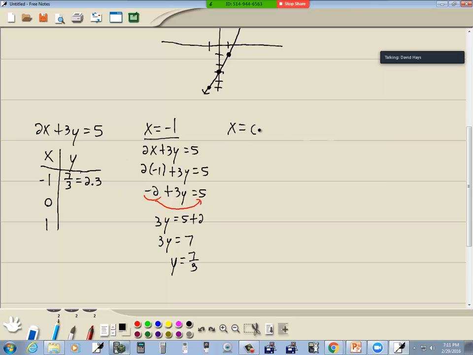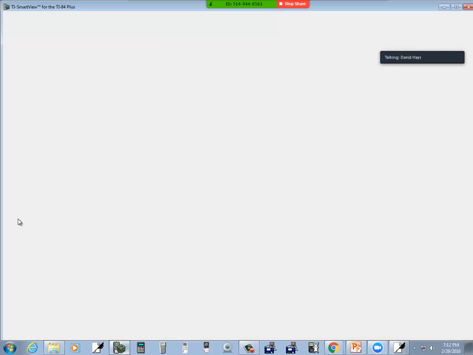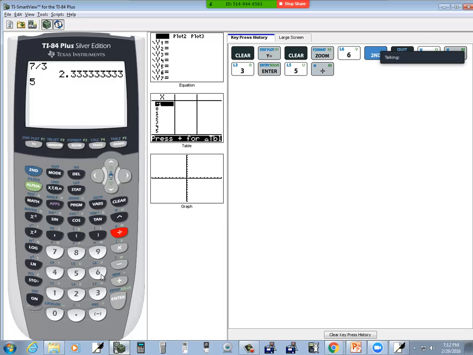Then we'll plug in our second x value, x equals 0. So we got 2 times 0 plus 3y is equal to 5. 2 times 0 drops away. We got 3y is equal to 5. Divide both sides by 3. And we get y is equal to 5/3. Again, 5/3 is kind of a difficult one to work with. But if we put it in decimal, we'll be able to plot the point better. That gives us 1.7, rounding to 1 decimal place.